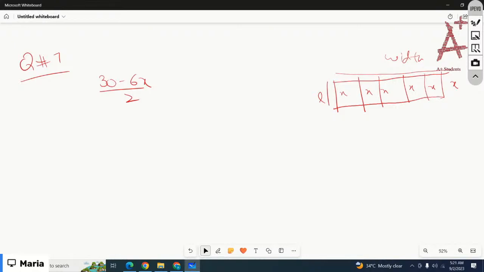And it would be 15 minus 3x. So the area of the enclosure is the width multiplied by the total length. It would be A equals x times 15 minus 3x, which is 15x minus 3x squared.